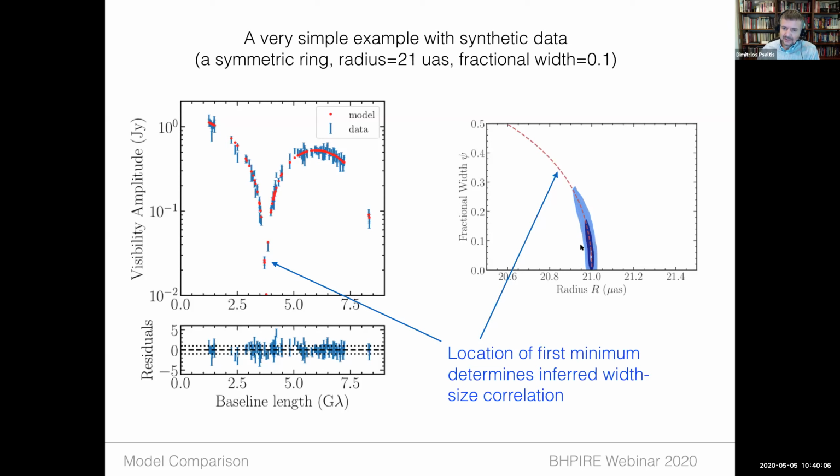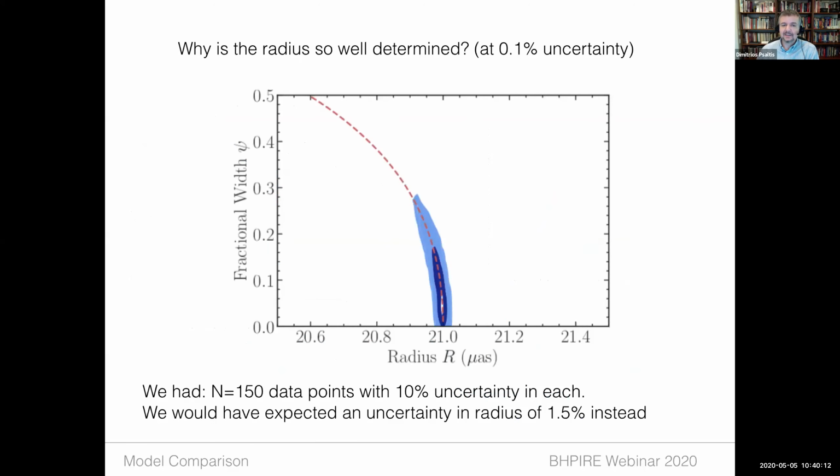But let's pay a little more attention to the posterior, the error bars that we get out of the radius. If you look even by eye at the range of uncertainties, the radius of the image is extremely well determined. It turns out to be determined with an uncertainty of 0.1%. And this is unexpected, too good to be true if you wish, because we used only 150 data points. That's how many we have. And by the way, it's not only the amplitudes, but also the closure phases, which I didn't use here. Each data point had a 10% uncertainty.